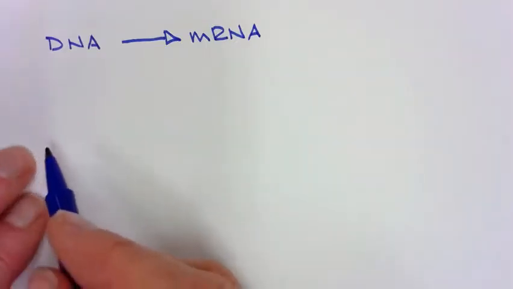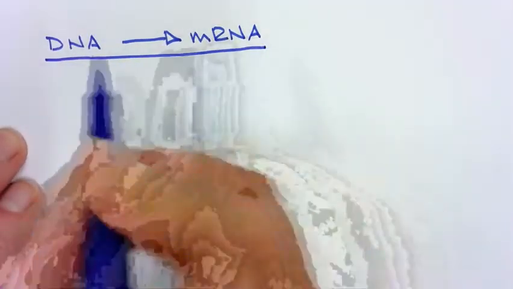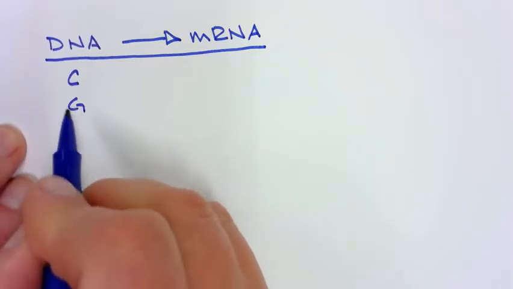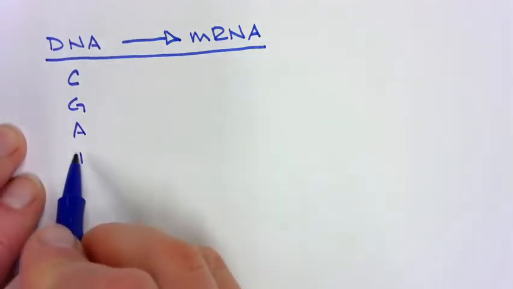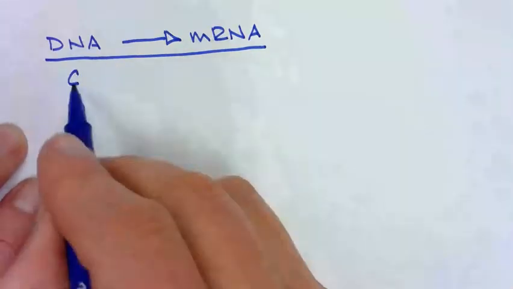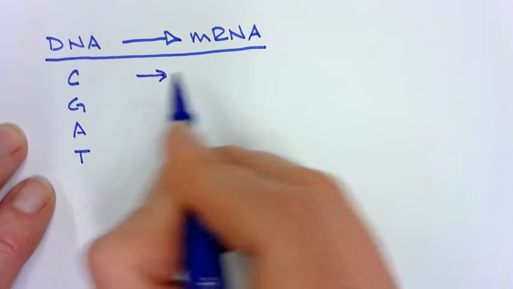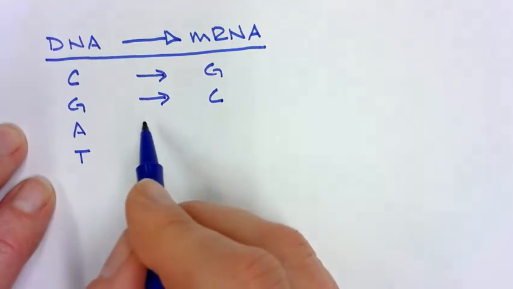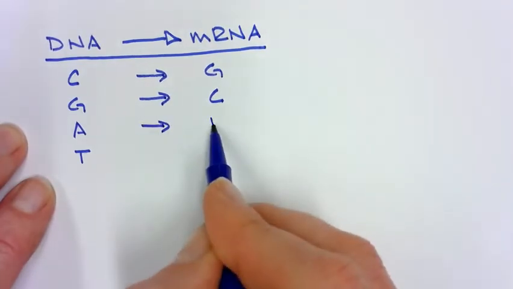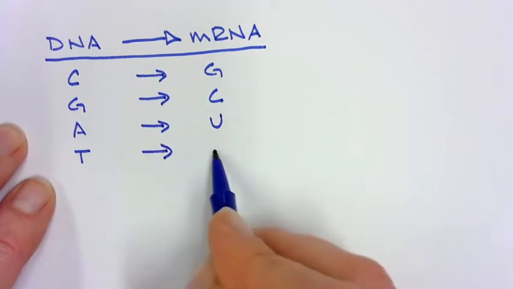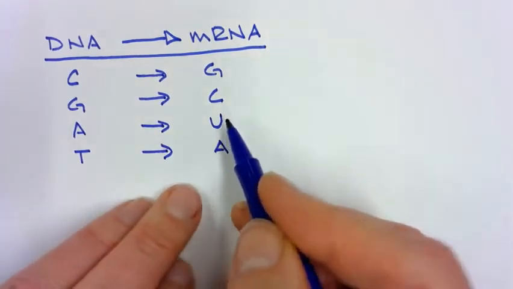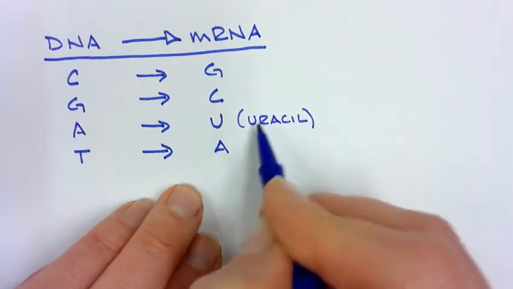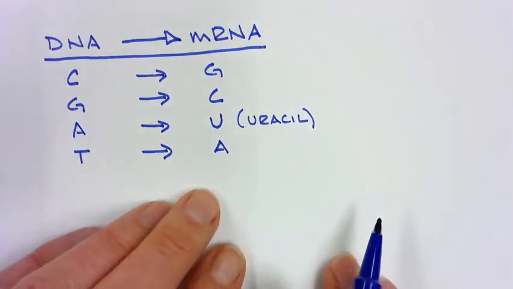Let's take a look and see how DNA codes for messenger RNA. So for example, our 4 nucleotides or nitrogen bases are C, G, A, and T. When we convert this to messenger RNA, C converts to G, G converts to C, which we're familiar with, A converts to U, and T converts to A. So we have a new nitrogen base that we haven't seen before, and this is called uracil. There is no thymine in messenger RNA.